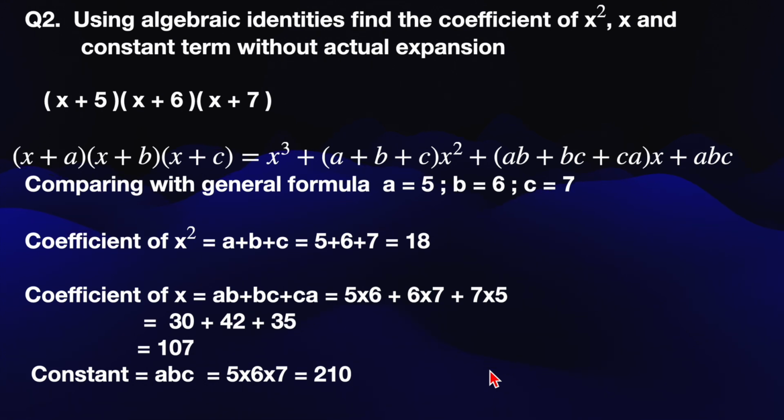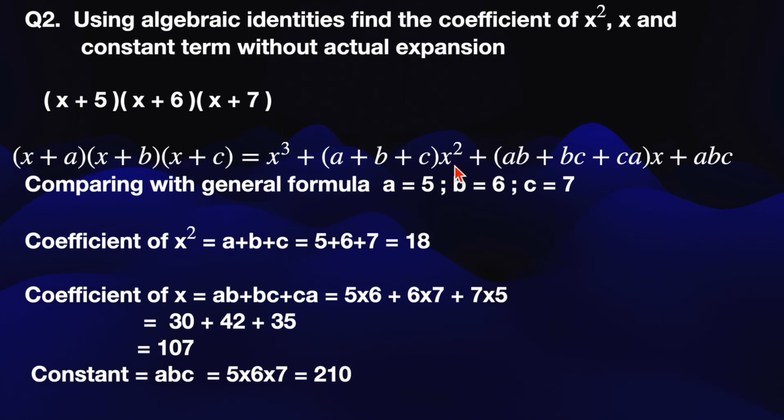Question 2. Using algebraic identities, find the coefficient of x square, x, and constant term without actual expansion. (x + 5) into (x + 6) into (x + 7). Write down the general formula like this. Now when we compare with this general formula, we find that a is equal to 5, b is equal to 6, and c is equal to 7.